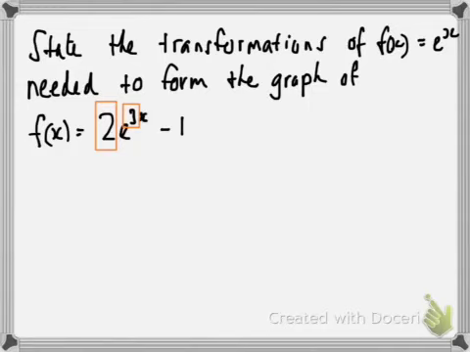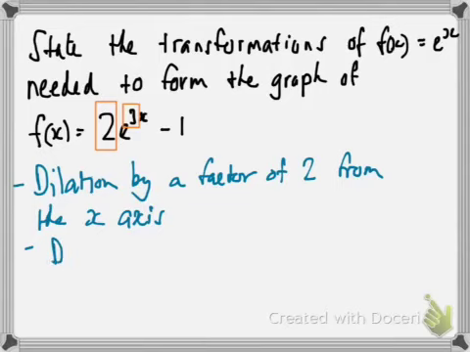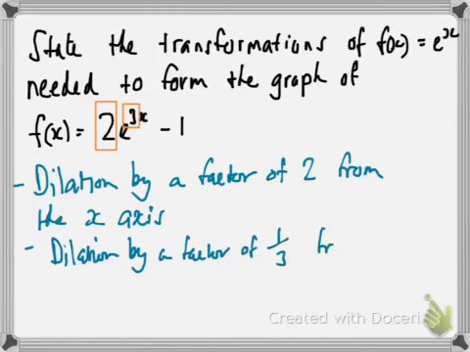The 2 at the front, remember that's our dilation with regard to the x-axis. So it's going to be a dilation by a factor of 2 from the x-axis. So that's our first dilation. Second dilation is a 3 there. So that's our y-axis dilation. Remember, it's 1 over the coefficient of x. So it's dilation by a factor of 1 on 3 from the y-axis.